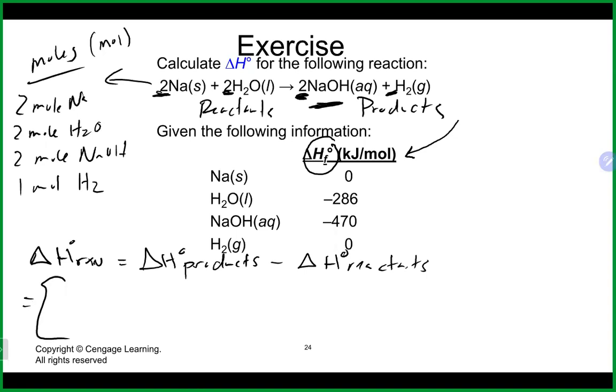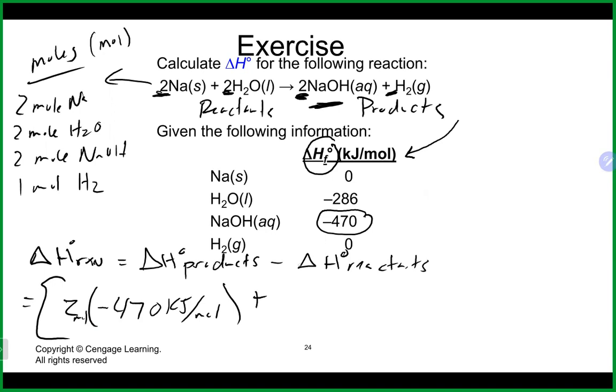I have 2 moles of sodium hydroxide. So I'm going to take 2 times the value of sodium hydroxide that I find from the table, which is minus 470 kilojoules per mole. And that's really 2 moles there.